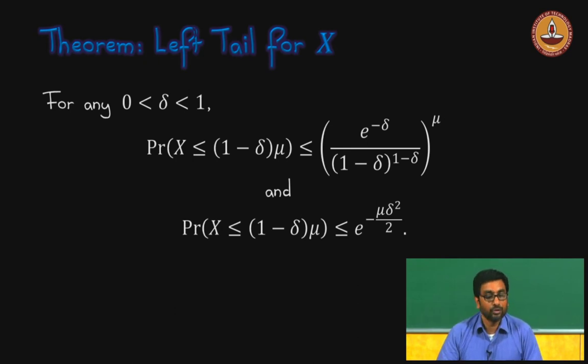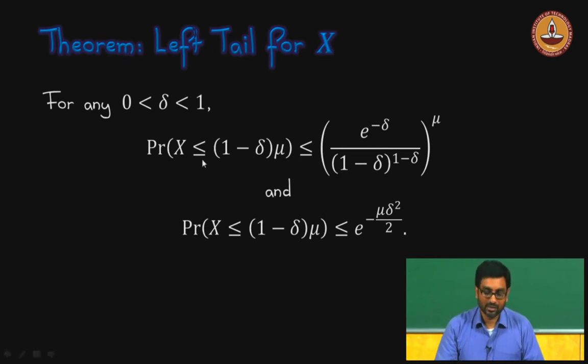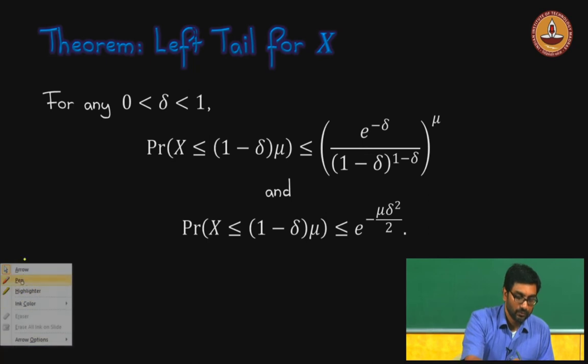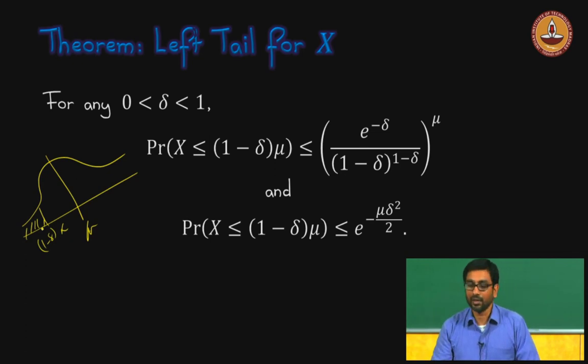This is just two forms for the left tail that we have. Again, they look quite similar because their derivations are essentially of the same pattern. Now, because it is a left tail, you need to consider delta values to be in the range 0 to 1. And you have these two forms. Again, here it is x less than or equal to 1 minus delta times mu. So, if this is your mu, this is going to be your 1 minus delta times mu. So, you are asking what is the probability of this left tail.